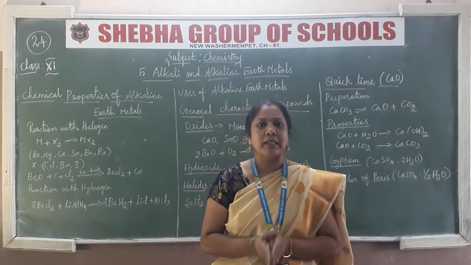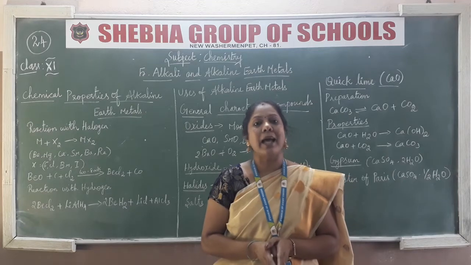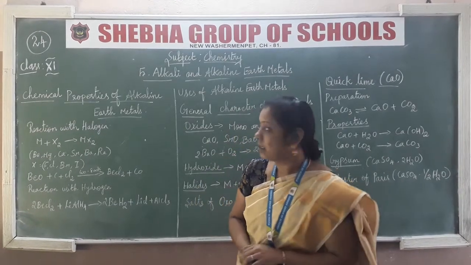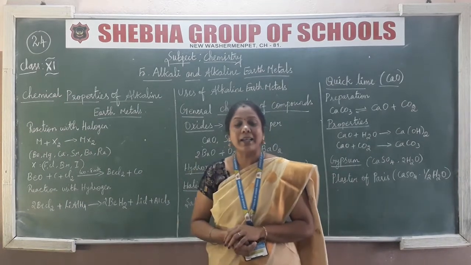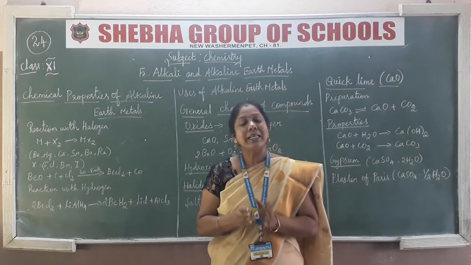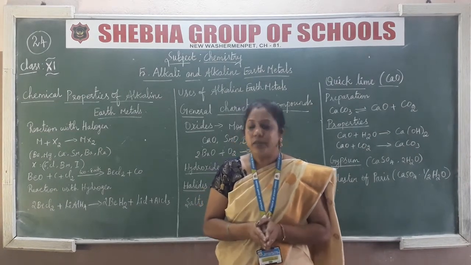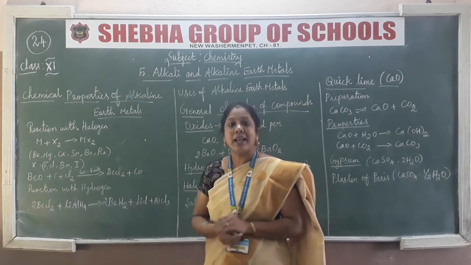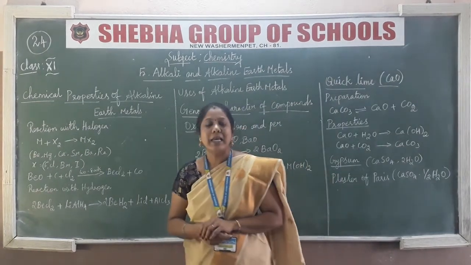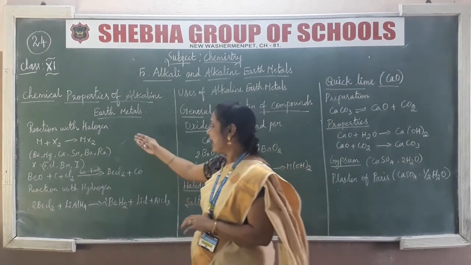Today we go further in the same lesson of alkali and alkaline earth metals, and today's concept is the chemical properties of alkaline earth metals. In the previous class we learned about alkali metals, so in the same way we are going to learn about alkaline earth metals in today's video. The first thing is reaction with halogens.